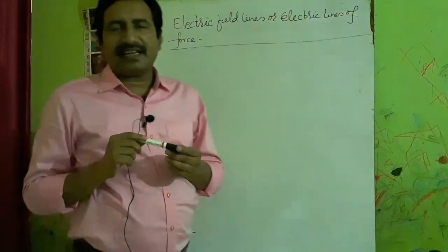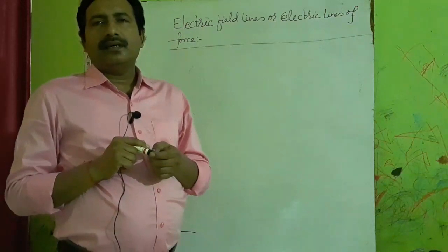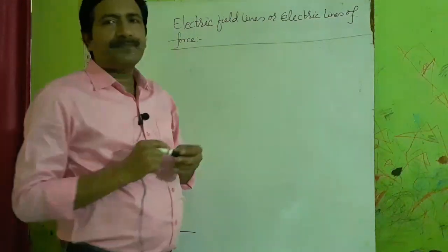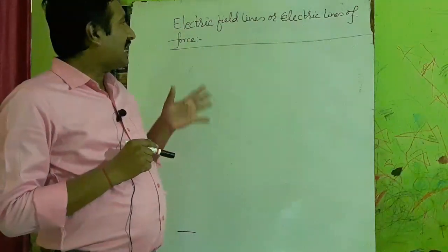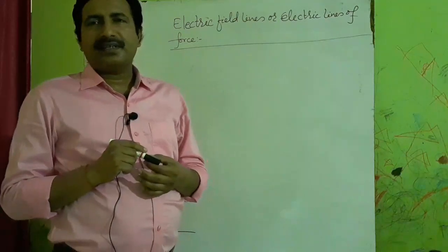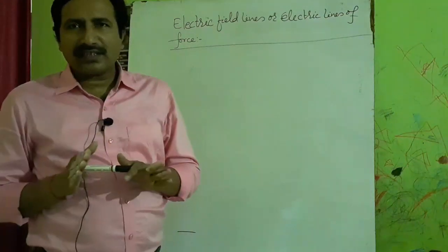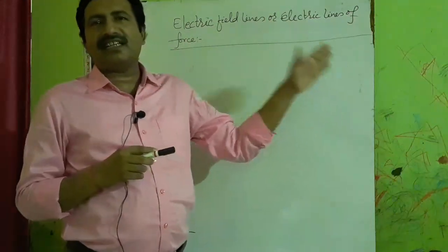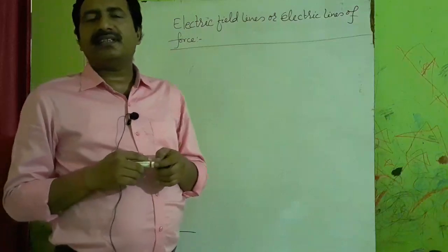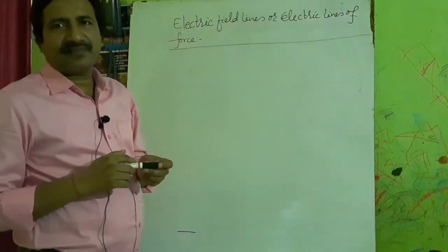So you should write it that electric field lines are the imaginary lines used to represent the existence of electric field in the space. It is also defined as the imaginary lines along which a free test charge can move in the electric field if it is free to move. Have you got? Now, after knowing about that, you have to know about the properties of electric field lines.